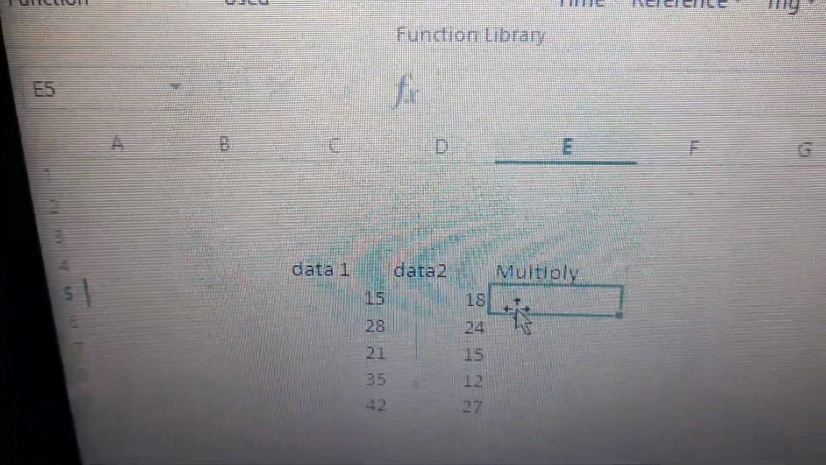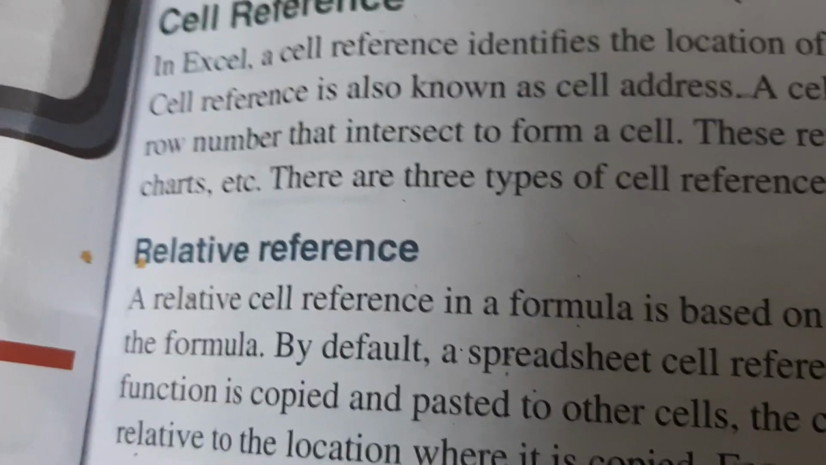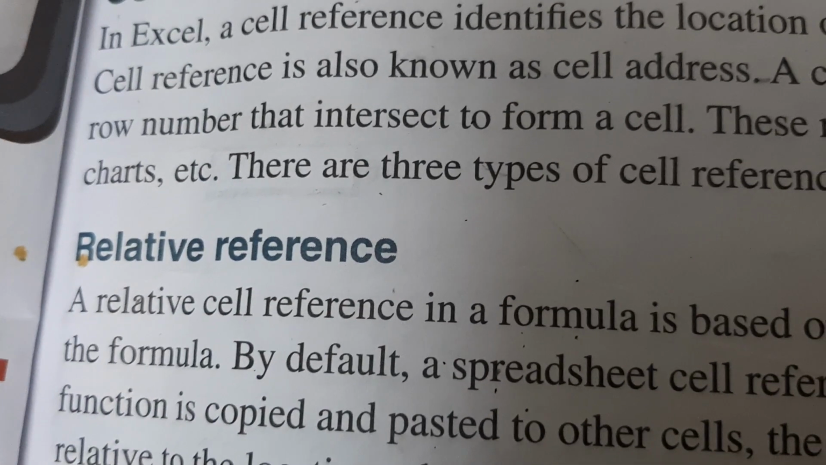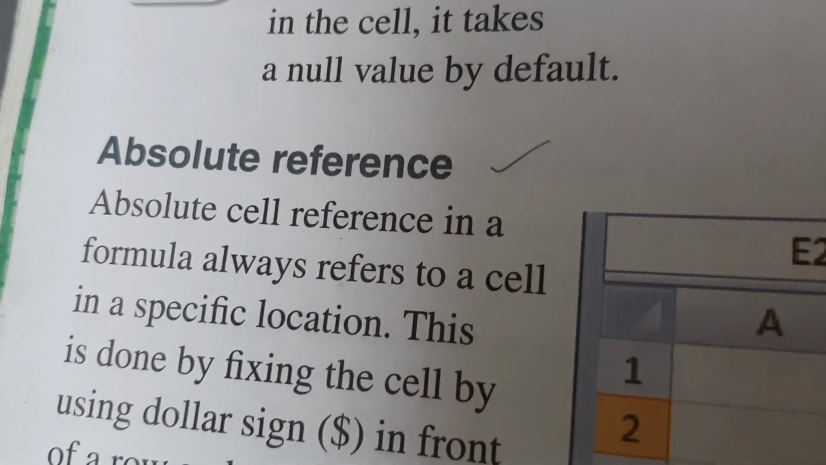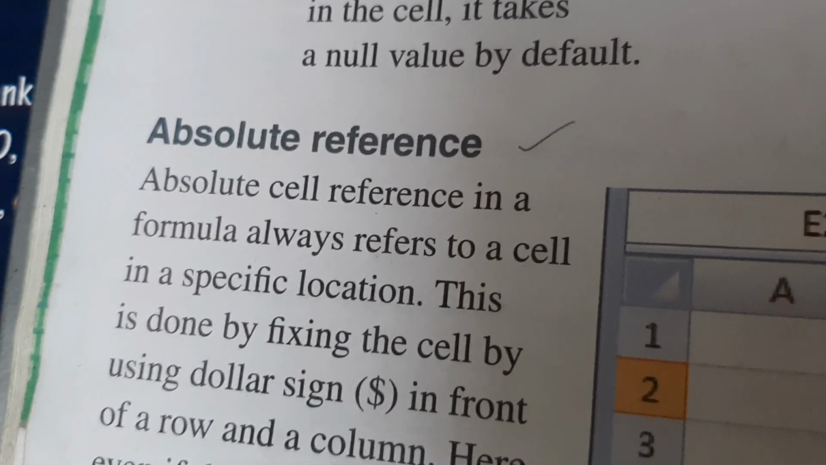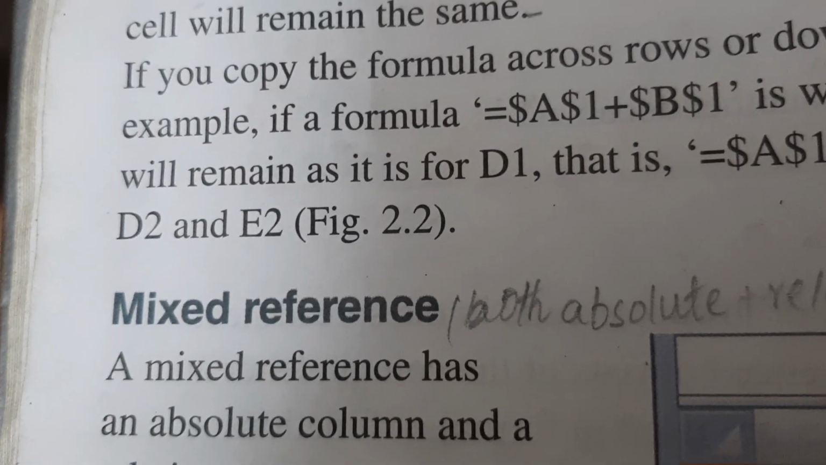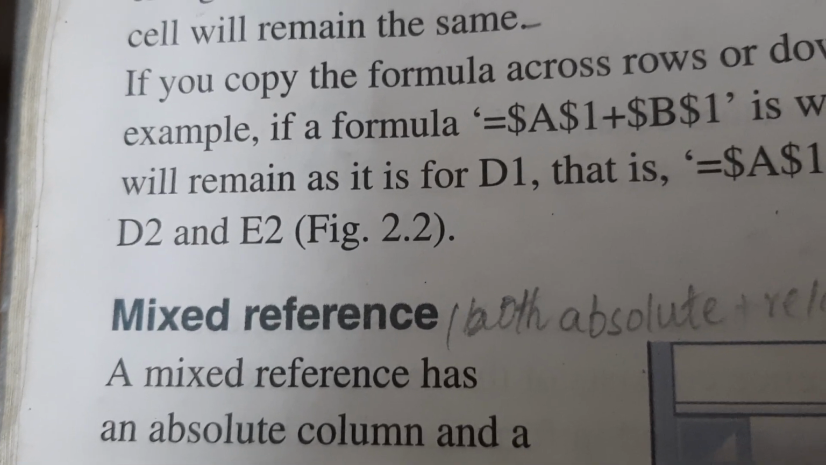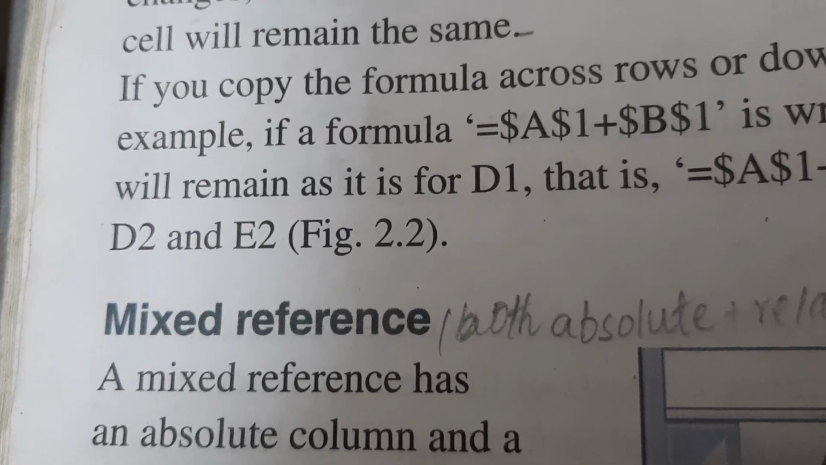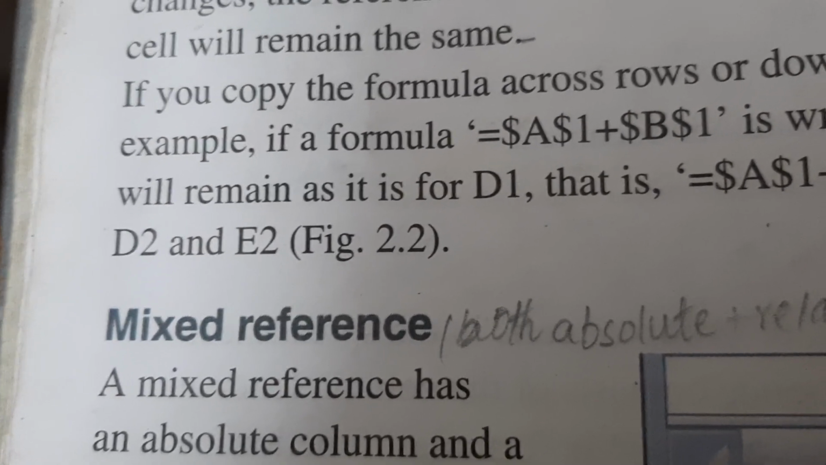There are three types of cell reference. First one is relative reference. Second one is absolute reference. Third one is mixed reference. Now one by one we will see the difference between the three.